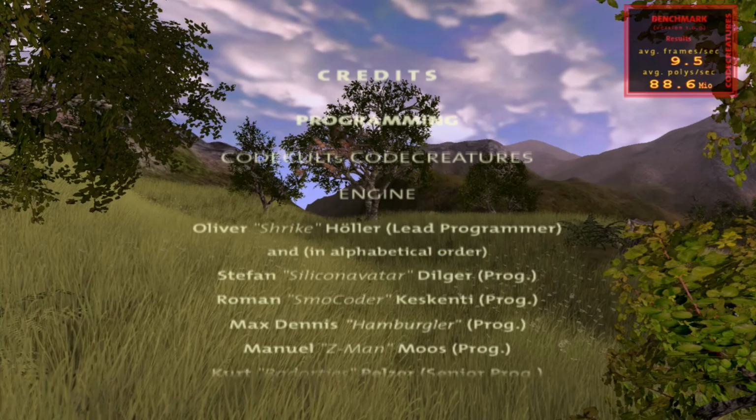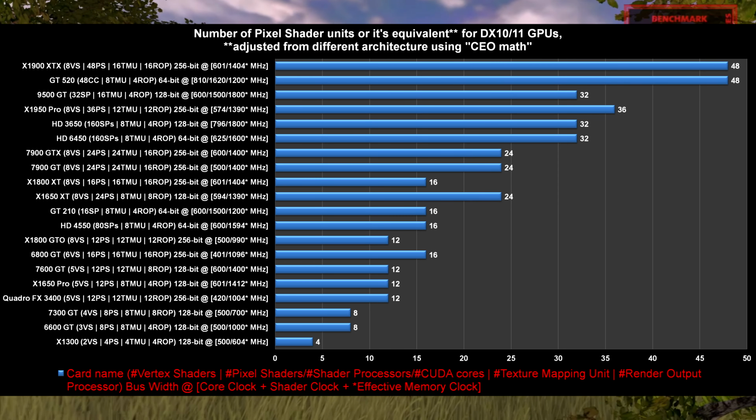Here's a cheat graph of what I tested, which contains the basic specifications of cards like core makeup, vertex and pixel shaders, or shader processors, or CUDA cores in some cases, TMU and ROP number, bus width, GPU core or shader clock when applicable, and effective memory speed. Effective memory speed is twice higher than real clock, that will be shown in later charts, just so you know.